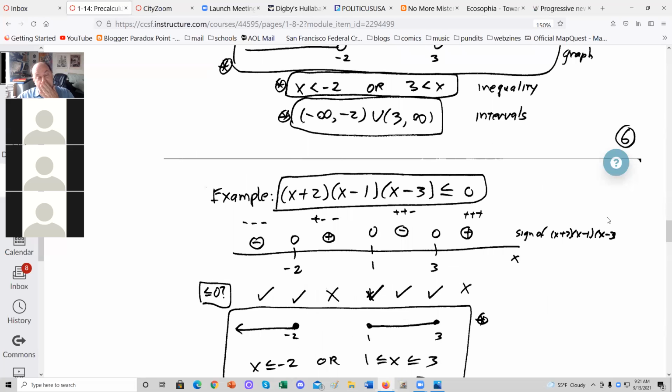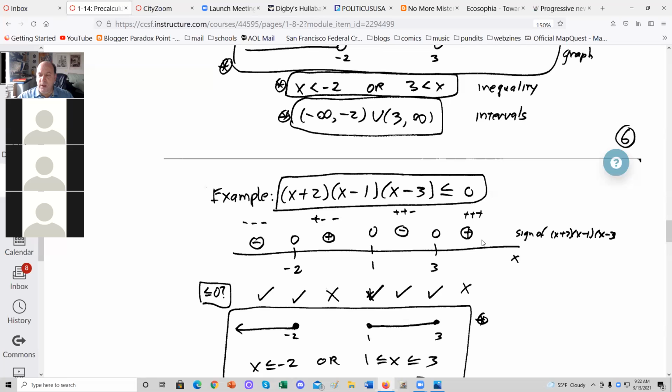Here's another one. x plus 2 times x minus 1 times x minus 3 is less than or equal to 0. Well, okay. Here's the sign graph. We draw x here and the sign of this thing here, x plus 2, x minus 1, x minus 3 here. When x is negative 2 or 1 or 3, the expression is 0.